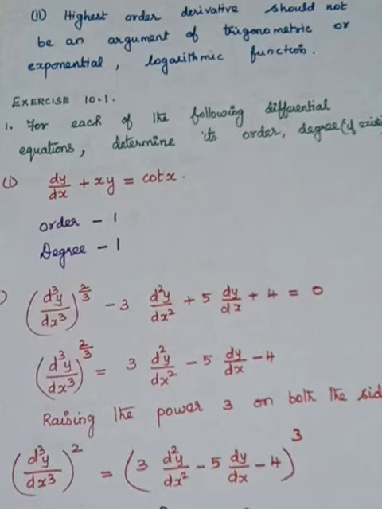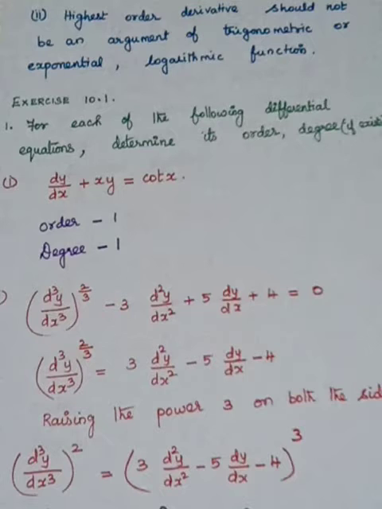The second condition: the highest order derivative, or any other derivative, should not be the argument of a trigonometric function, inverse trigonometric function, exponential function or logarithmic function. If it is the argument of these functions, then we have to write that the degree is not defined.